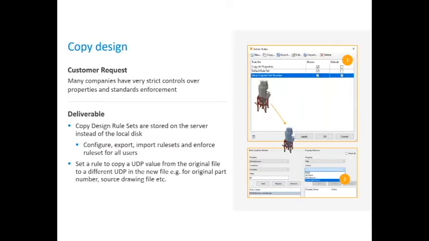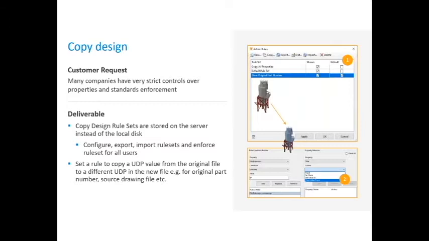One thing they added here is the ability to create a rule within the copy design to take a property and map it to a different property, and modify those. One example that I use quite a bit is that maybe you get a set of files from a designer or a third party, and you're trying to get those into your system, and maybe they use the property called title for the part title or the drawing title, and your company uses description.